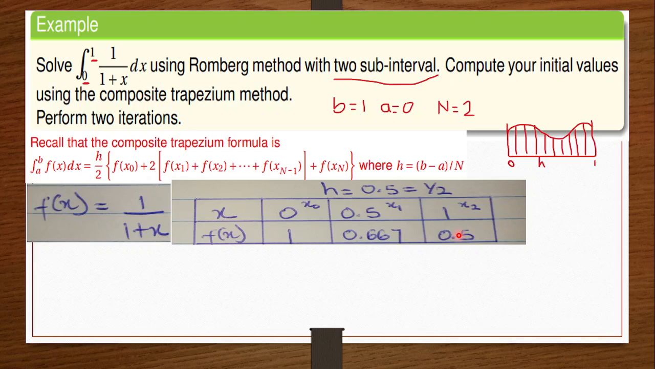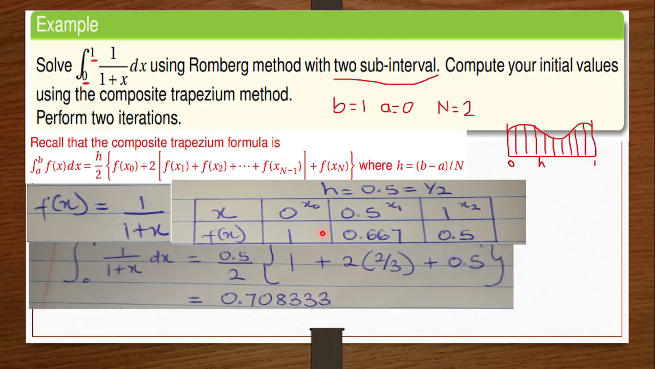Then from here, I can pick the values from this table and insert them into this formula to find my first initial approximation. So we are finding some initial values first before we refine them to get an estimate of the exact area under the curve. So we go ahead and put it inside the formula.